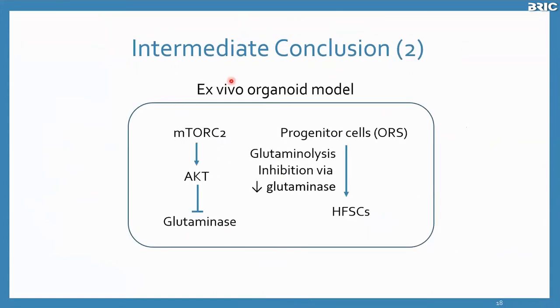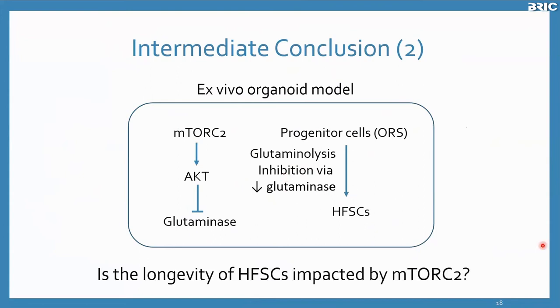So yes, using the ex vivo organoid model, I demonstrated that mTORC2 activates AKT, which would inhibit glutaminase. And progenitor cells, mostly in the outer root sheath (ORS), for a subset of them to convert back into hair follicle stem cells, they would require glutaminolysis inhibition through decreased expression of glutaminase. Now, the next question I wanted to ask was, is the longevity of hair follicle stem cells impacted by mTORC2?